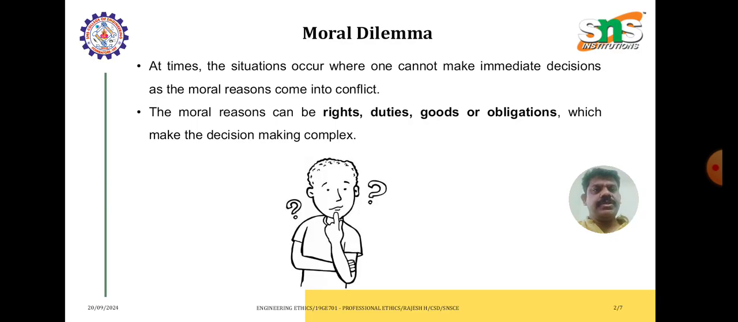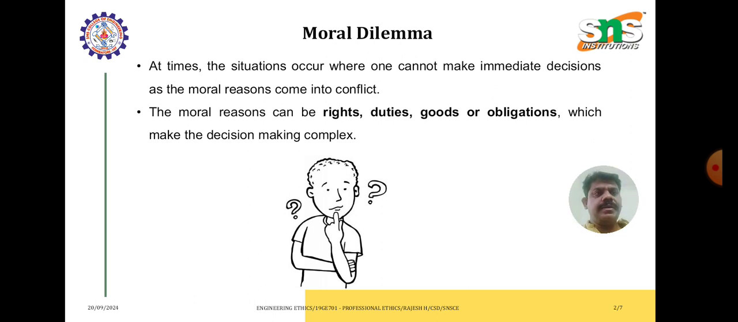At times, situations occur where one cannot make immediate decisions as the moral reasons come into conflict. So, a dilemma is a kind of situation where the person cannot do either this one or that one. The moral reasons could be the rights of the people, or duties of the people, or goods or obligations of the people, and that makes the decision making quite complex.